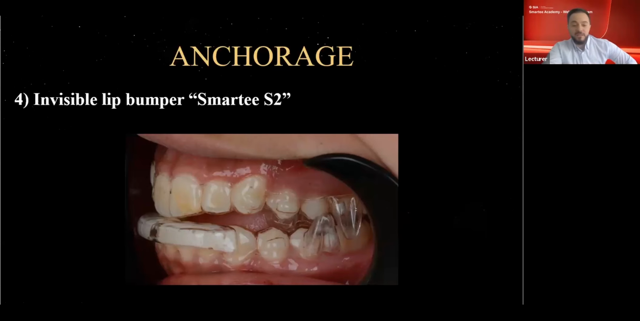The only disadvantage about this, which I used in some of my cases, is that the patient in the first couple of days might feel that the lips are more prominent, but with time they get used to it.